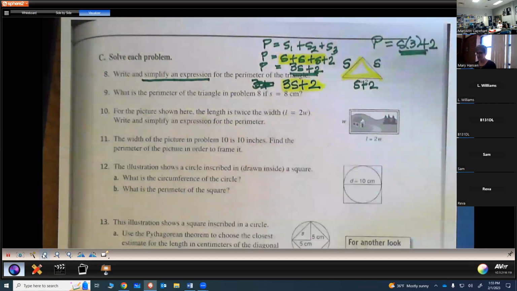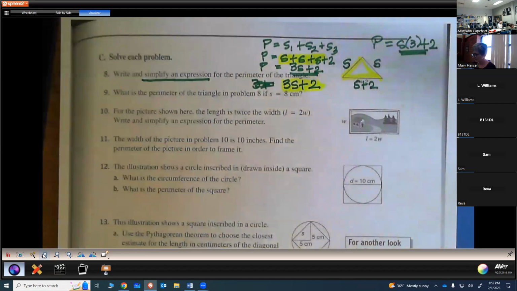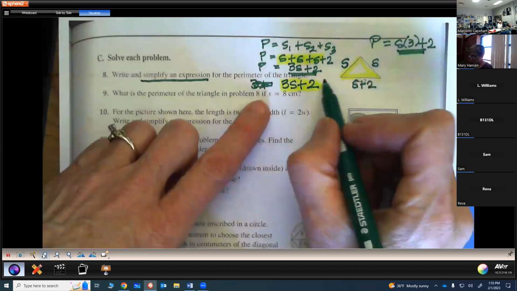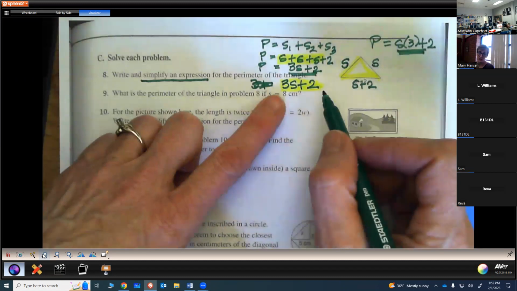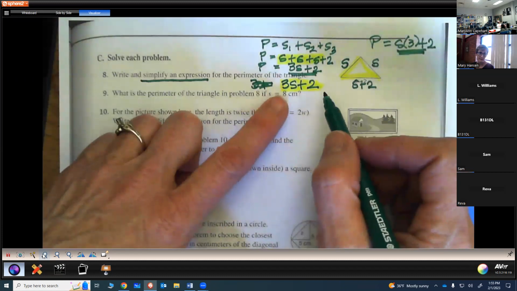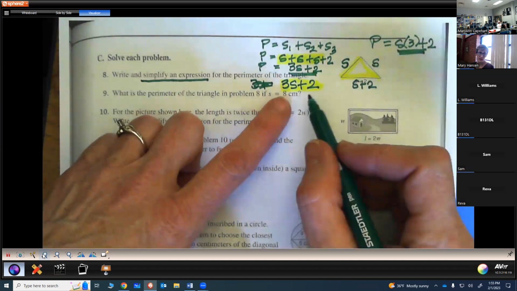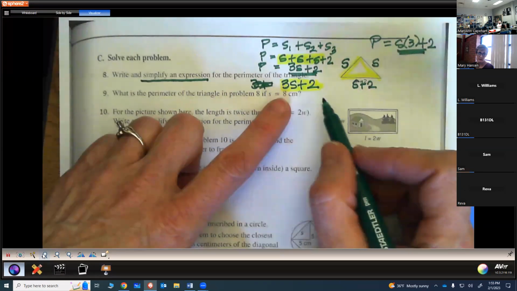So this would be an example of combining algebra knowledge and the perimeter and geometry knowledge together to get an answer that's not numeric. Because until you know what S is, you can't do anything more for the perimeter than that.